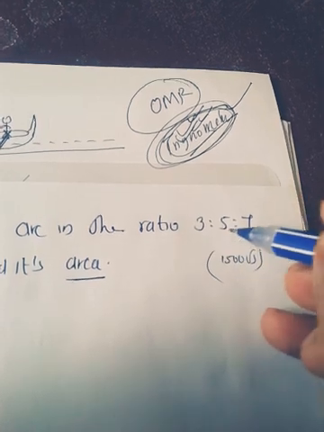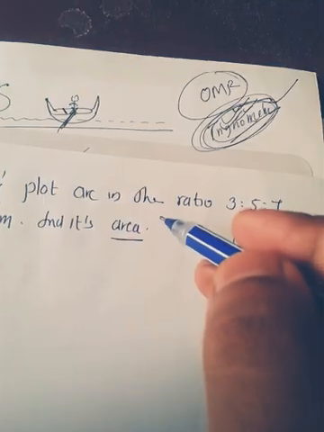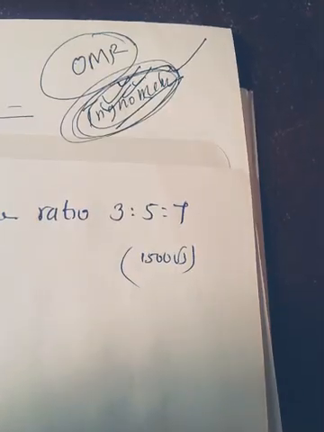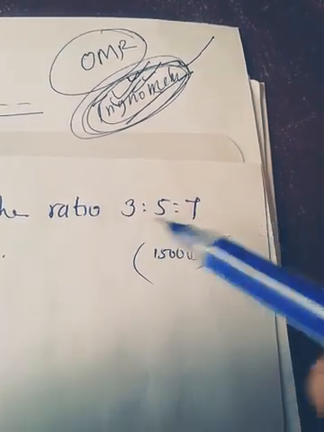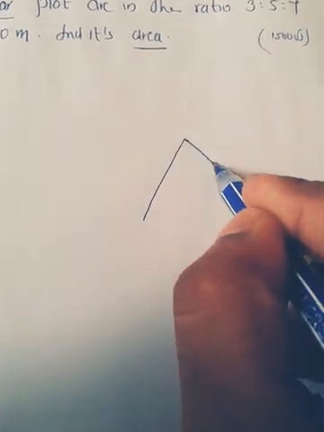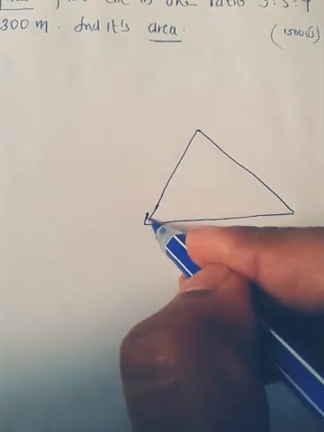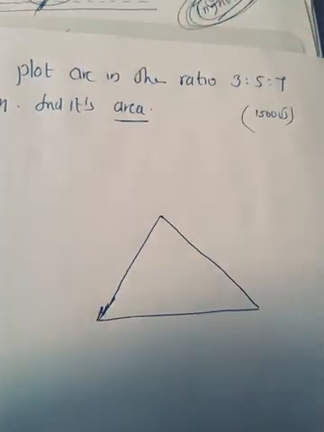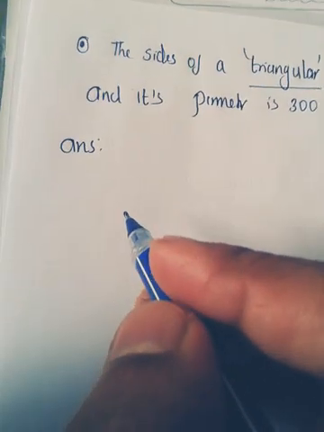See, this is a triangular plot with the sides in the ratio 3:5:7. Sides are not given directly. Instead, the ratio of the sides is given. So the question is describing a triangle, and we are supposed to find its area. We know how to calculate the area of a triangle if three sides are given: we can use Heron's formula. But here three sides are not given. Instead, the ratio of the three sides is given.